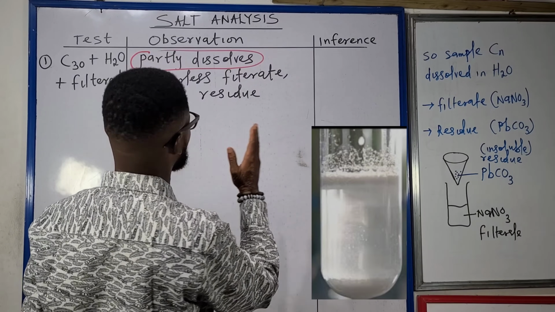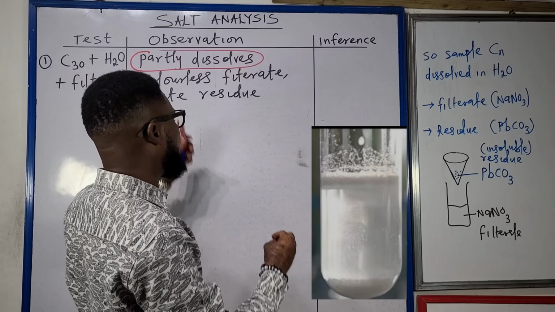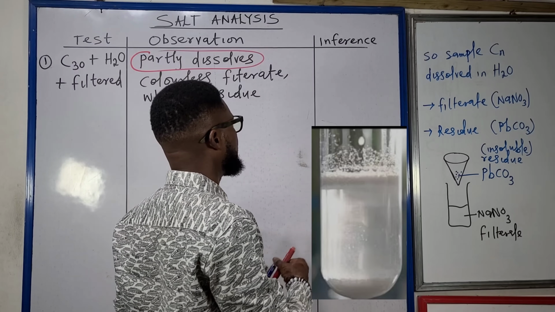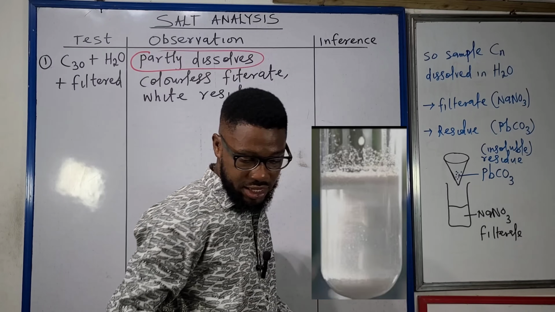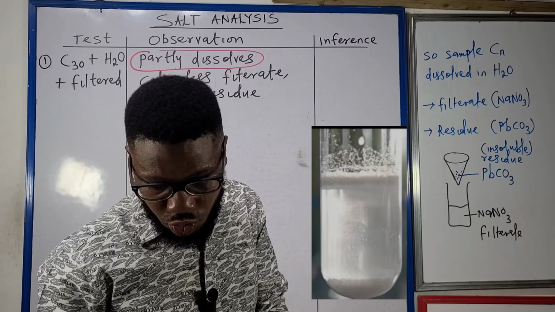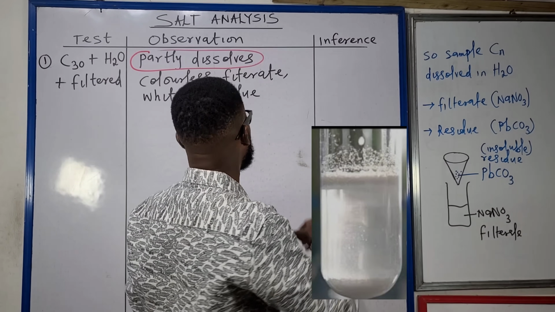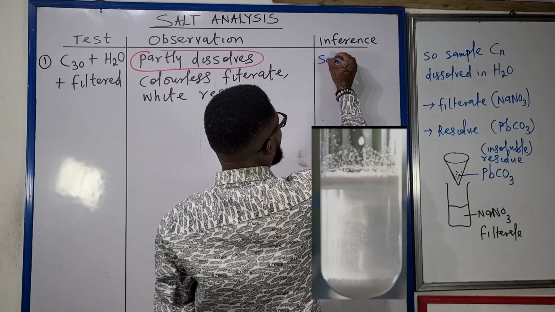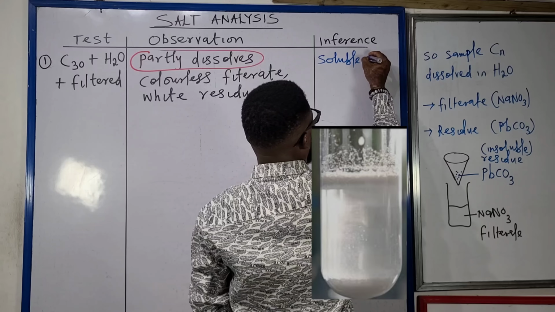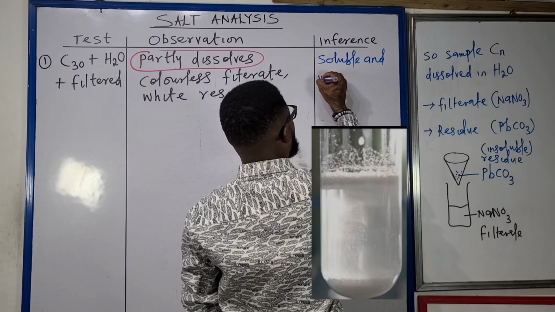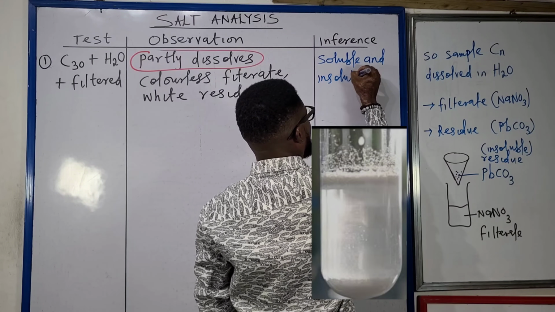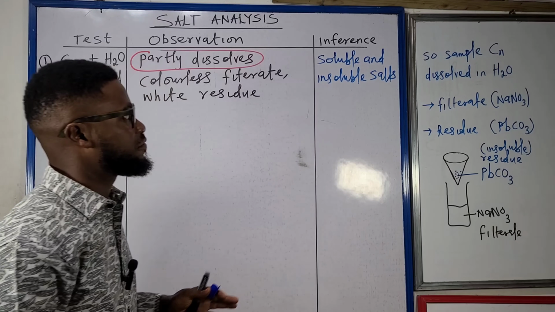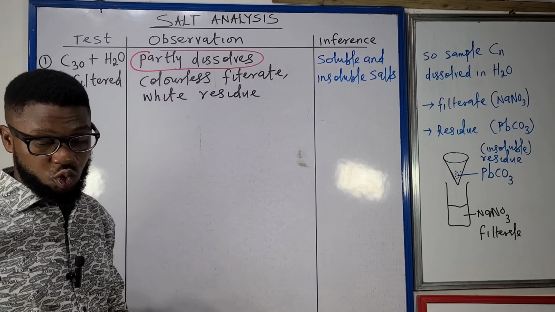Also, you have to talk about your inference or conclusion. So my conclusion here for question 1 is going to be that I have soluble and insoluble salt. That is why some part of the salt dissolved and some part did not dissolve. So I'll say soluble and insoluble salts. Yes, that is my inference for the first question.